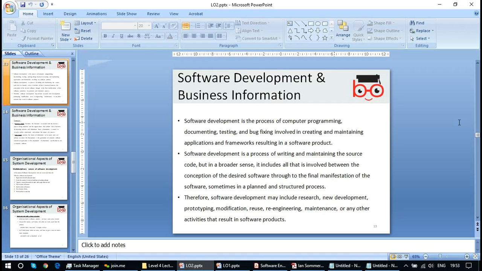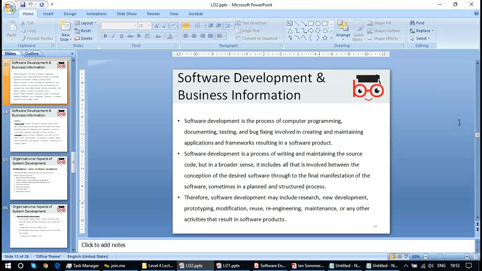So now the software development and business information. Software development is the process of computer programming, documenting, testing, and bug fixing involved in creating and maintaining applications and frameworks resulting in a software product. That is the one point. Software development is the process of writing and maintaining the source code, but in a broader sense, it includes all that is involved between the conception of the desired software through the final manifestation of the software, sometimes in a planned and structured process.